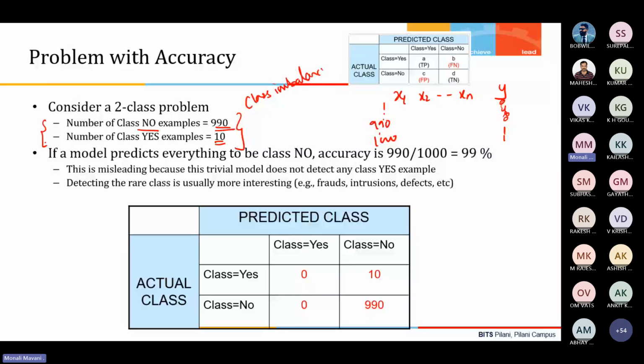If we have a data set with such class imbalance and we calculate the accuracy, say for example a model predicts everything to be class no, so this is our confusion matrix. True positive is 0, false negative is 10, false positive is 0, and true negative is 990. If you calculate the accuracy, this will come out to be 99%. Now, is this a good model?